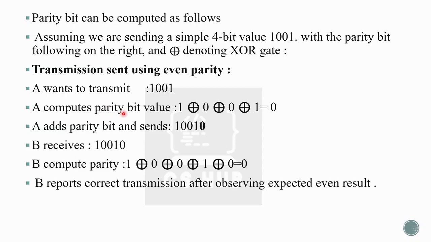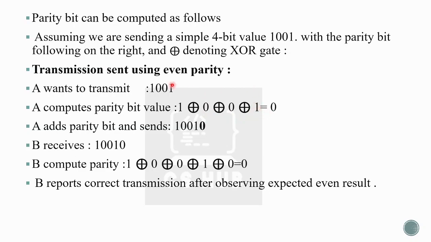Then A computes the parity bit. We have said that to select even or odd parity, we count the number of ones and check whether it is even or odd, and we have to make the total number of ones, including the parity bit, an even number. But what the computer actually does is find the XOR of the individual bits. It finds the XOR operation between the individual bits: 1 XOR 0 XOR 0 XOR 1, and the result will be our parity bit.